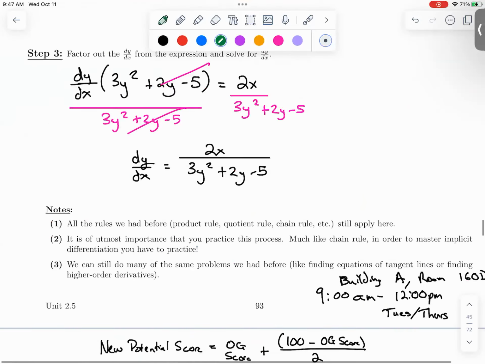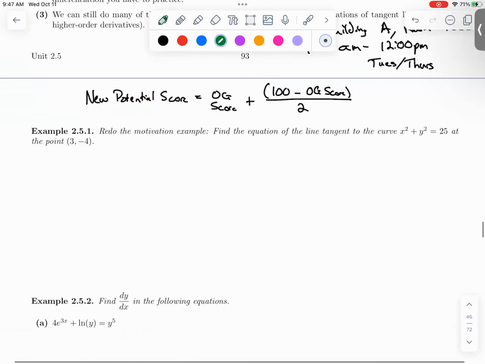All right. Now that we know how to do this, instead of having to solve like in the original example, where we were trying to find the tangent line to x squared plus y squared equals 25 at (3, -4), where we had to solve for y, determine which function to use, the positive square root or the negative square root, then take that derivative and everything like that, we can do it now.